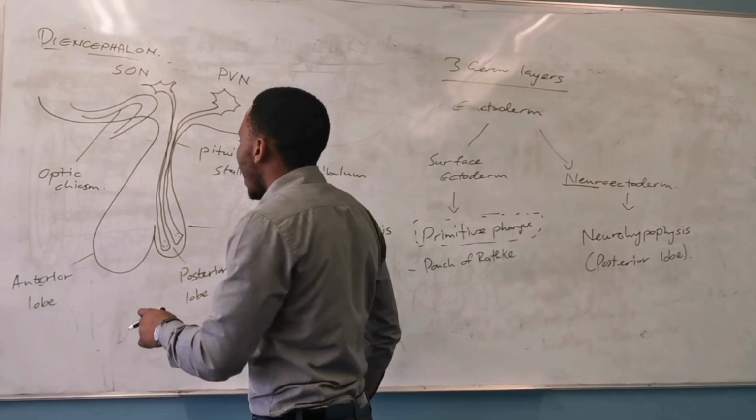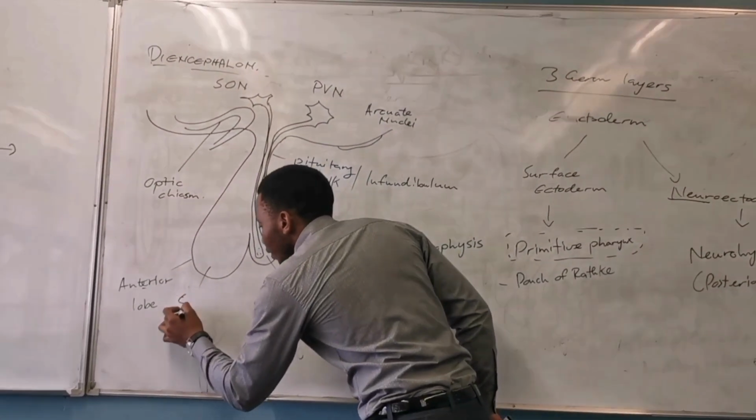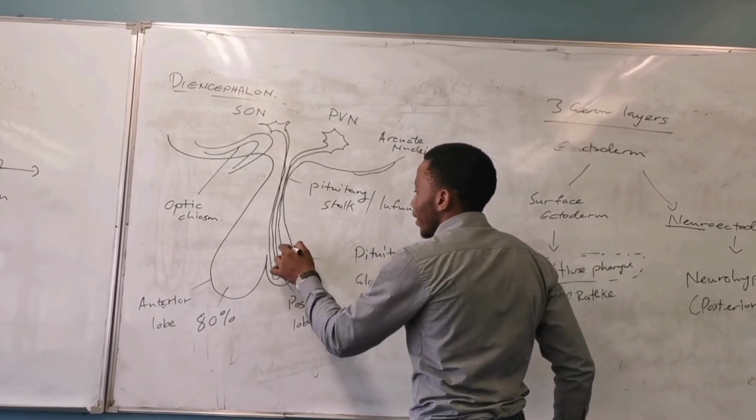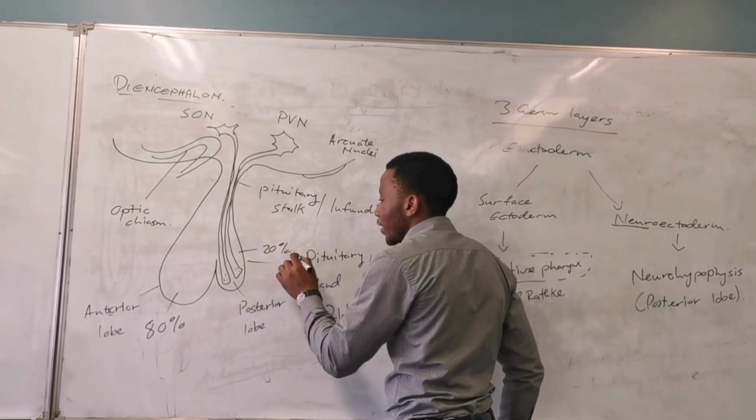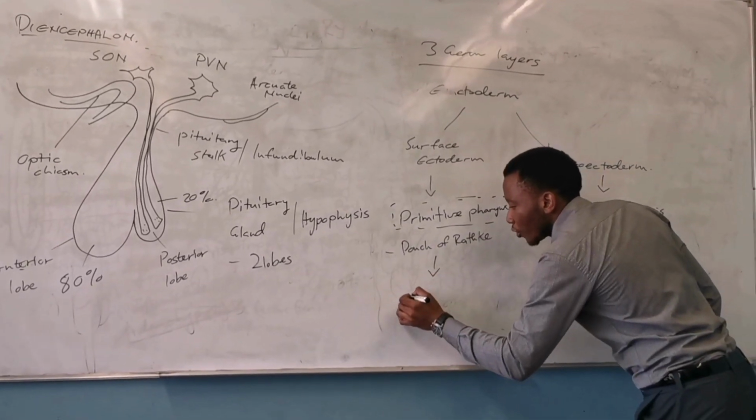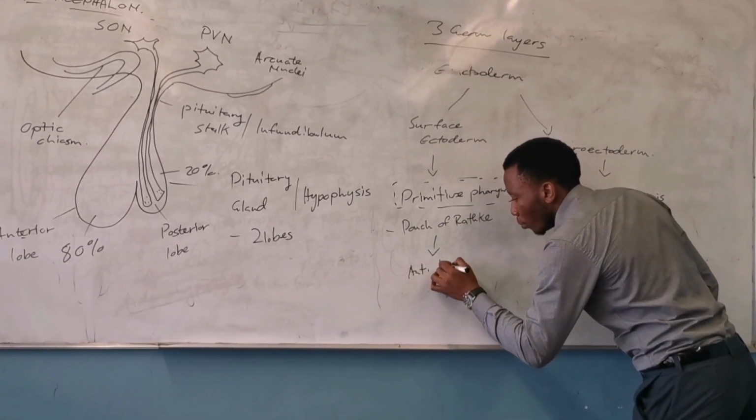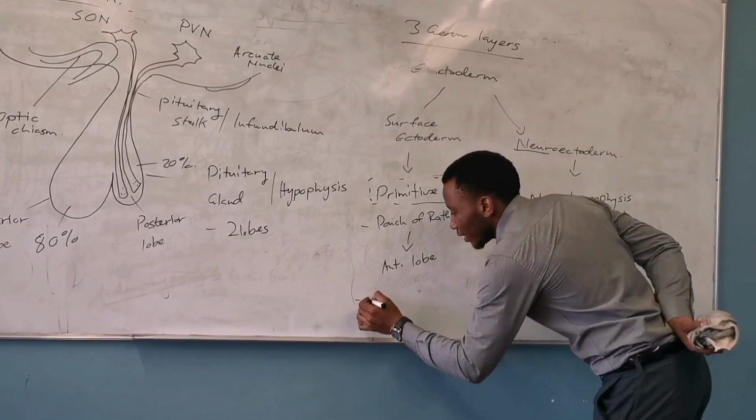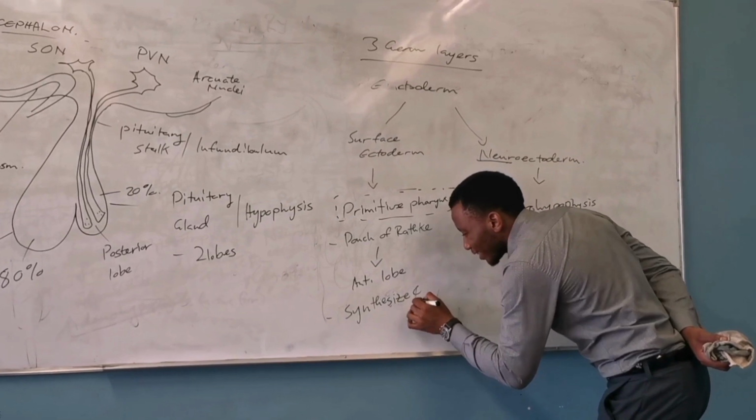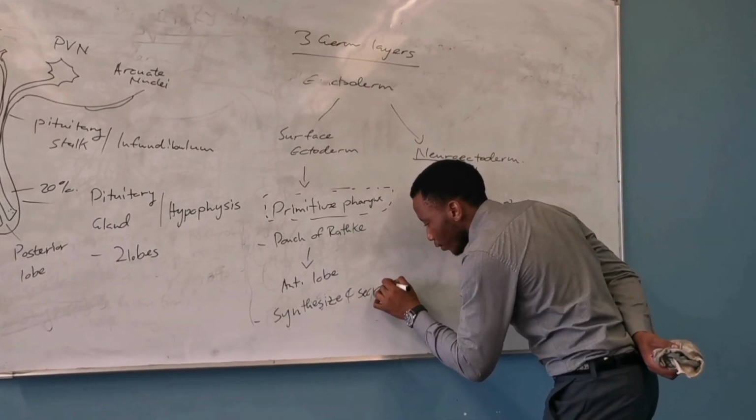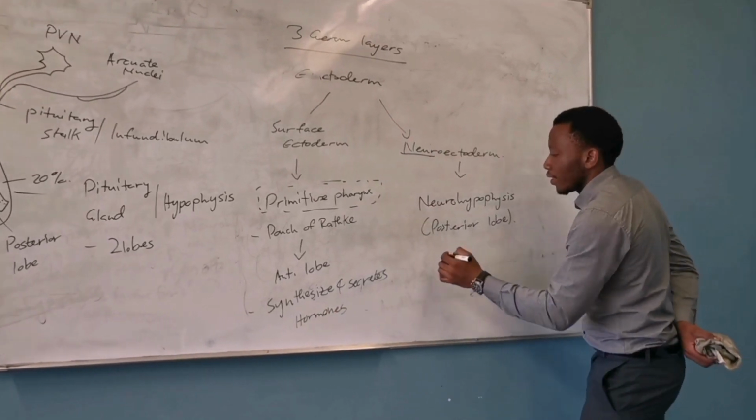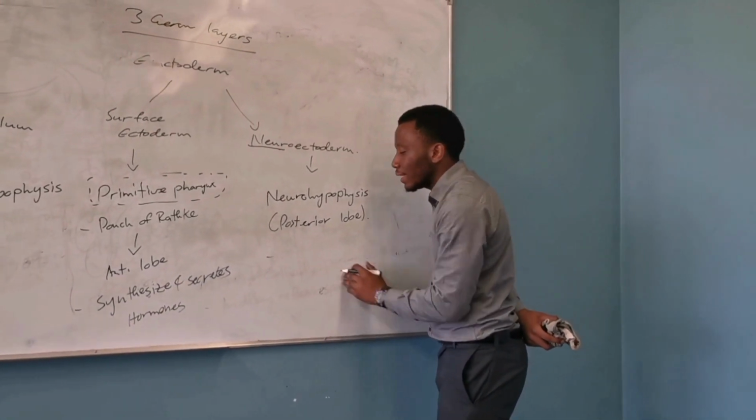Alright, so a bit of numbers. 80% of the pituitary gland consists of your adenohypophysis. This one only makes 20%, right? So the adenohypophysis, the one coming from your pouch of Rathke, this is your anterior lobe. It synthesizes and secretes hormones, whereas the neurohypophysis only secretes.